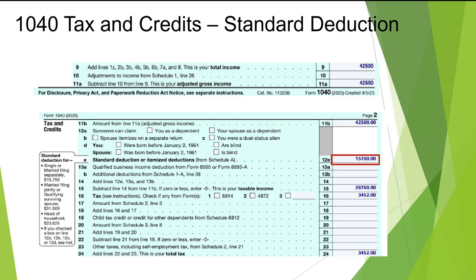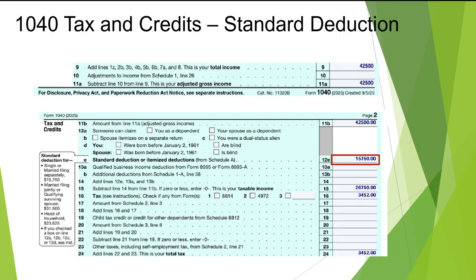So line 11B shows the $42,500 that was recorded in box 1 of Jordan's W-2 form. And then line 12E, we take the standard deduction of $15,750 for a single taxpayer, and we subtract that right off of Jordan's income. So right out of the box, Jordan earned $42,500. He's only going to pay tax on a little bit more than half of that, after the $15,750, which is the standard deduction for a single person.